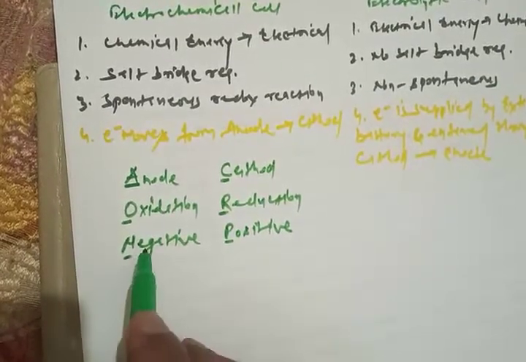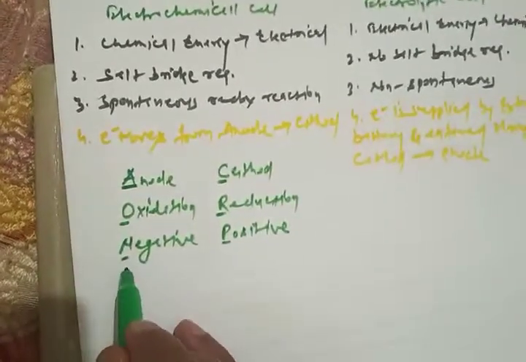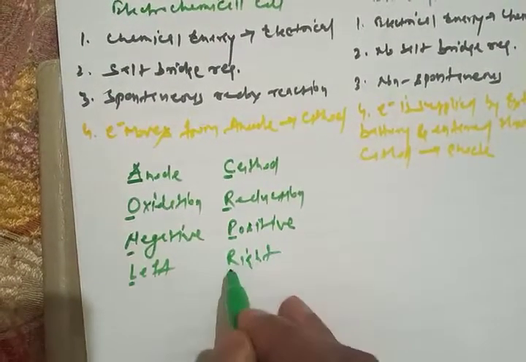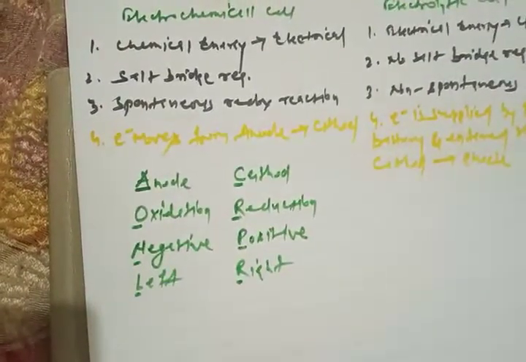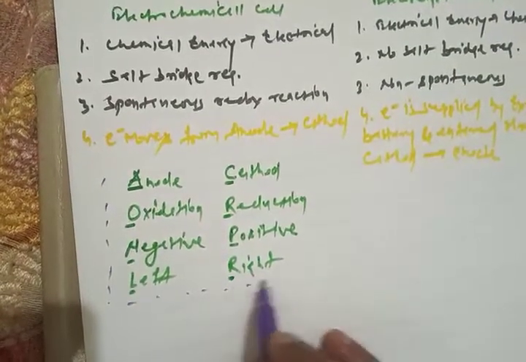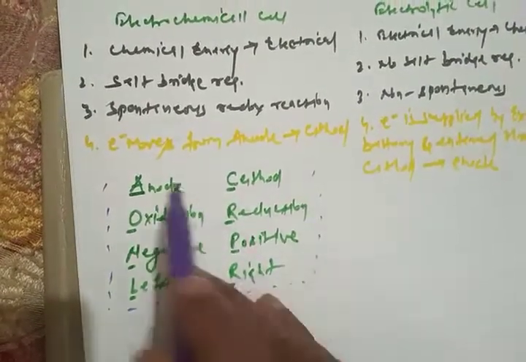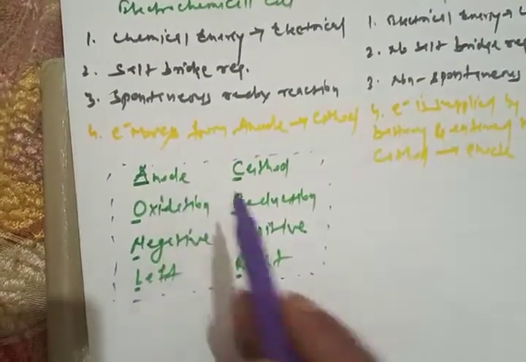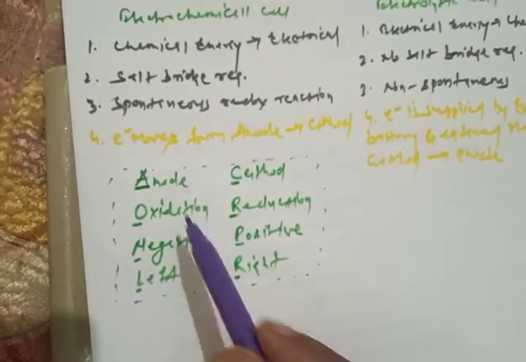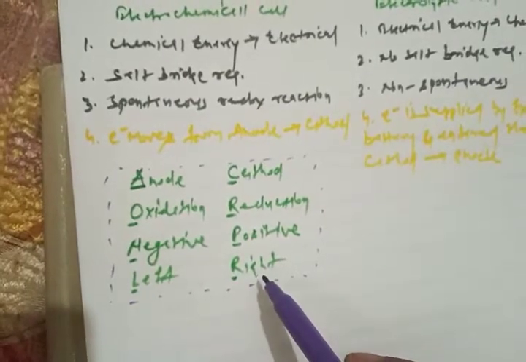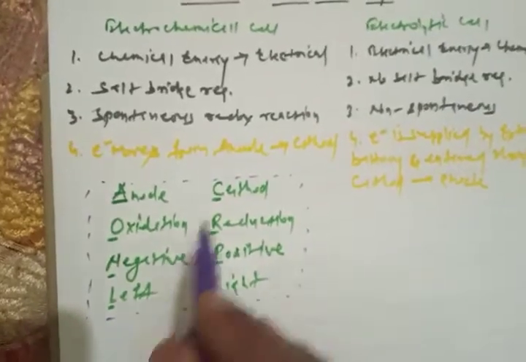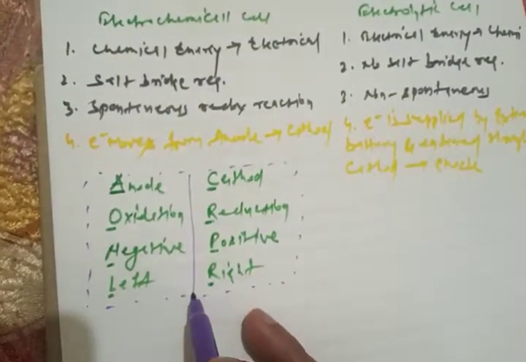Then one more thing: the left, L comes first, and then R, right. So this is how we can remember the electrochemical cell arrangement, that at the left hand, anode is there where oxidation occurs with negative charge, oxidation at anode, which is on the left side. At the right hand side, positive charge, reduction occurs at cathode. So this you can remember by the alphabet.